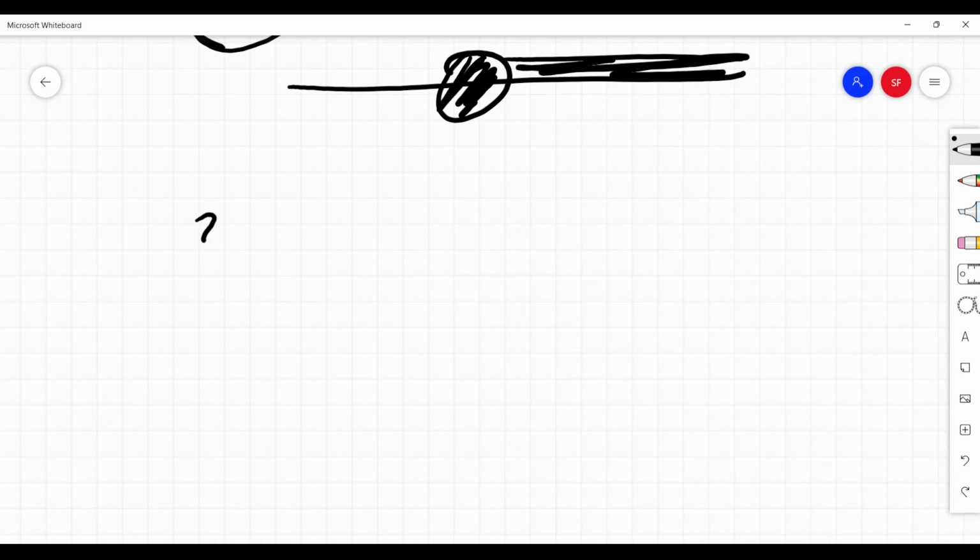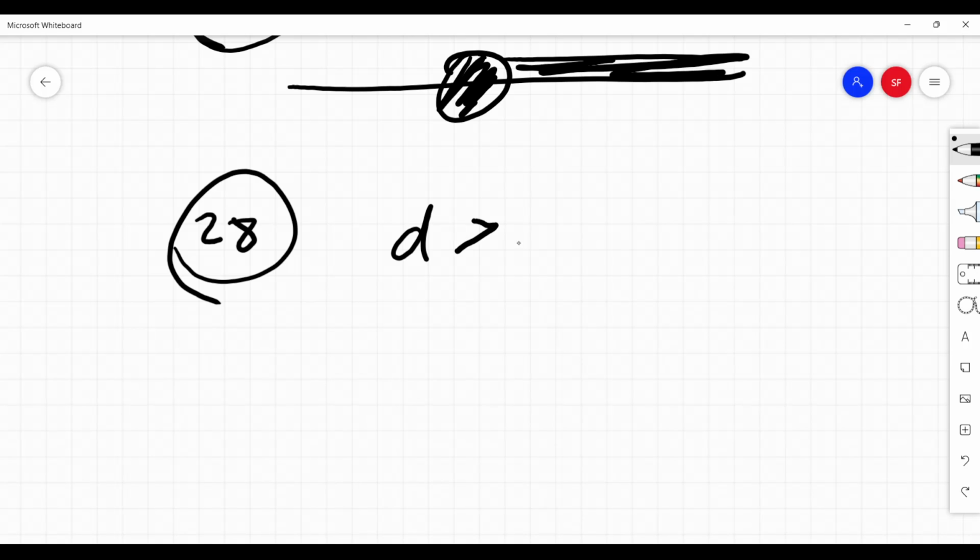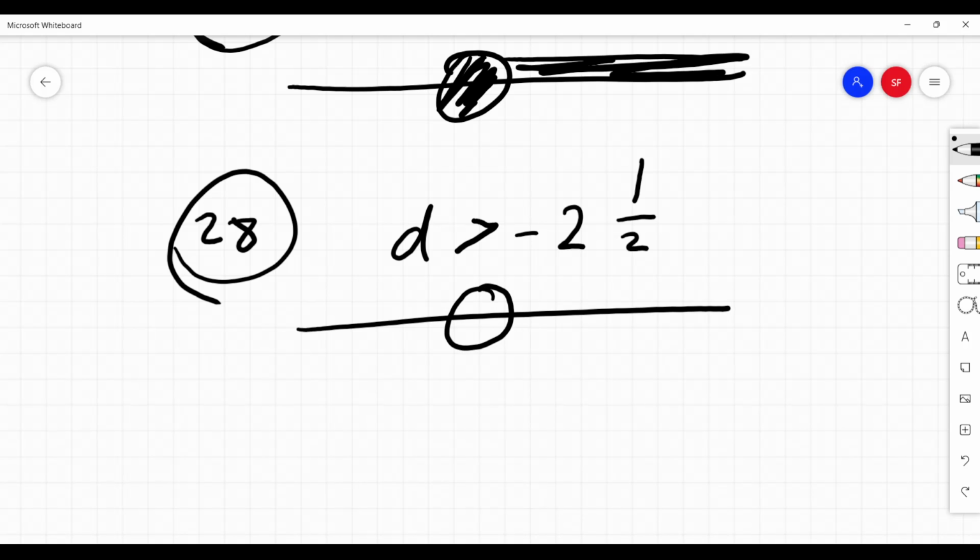And finally, 28 is D is greater than -2.5, and you end up with an open circle shaded to the right.